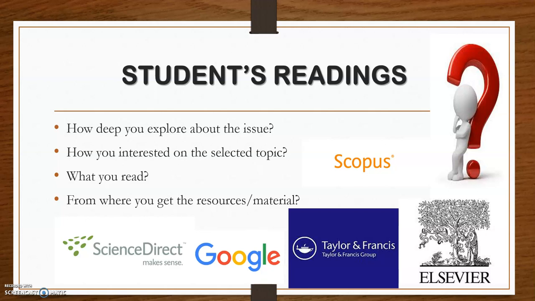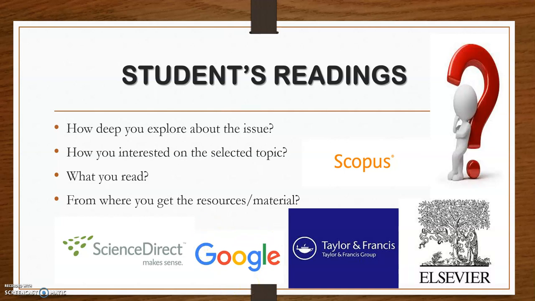But what are the sources of the students' readings? Right. How did you explore the issue? How can you be interested in that topic? What do you read? From where do you get the sources or material? Right. Most of the students use Google Scholar. This is your level, I suppose. Yeah, according to your previous assignment, most of the students use Google Scholar to find journal articles.